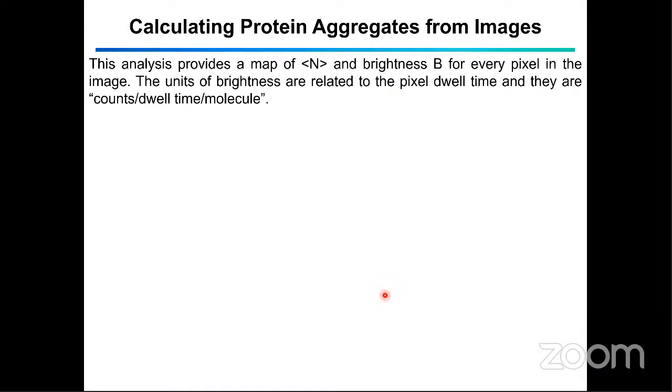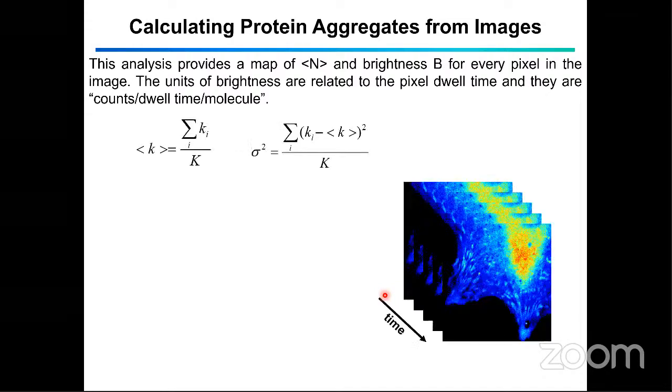So how do we calculate protein aggregation, or measure protein aggregation, from those images? Of course, in each pixel, we can calculate the average: the sum of intensity values in each pixel divided by the number of them. And then we can also get the variance in each pixel. Typically, the units of brightness are related to the instrument parameters, which are pixel dwell time, laser power, PMT gain, and all these settings, which you also have to take into account when you're setting up the experiments. And usually the intensity is counted as counts per dwell time per molecule.